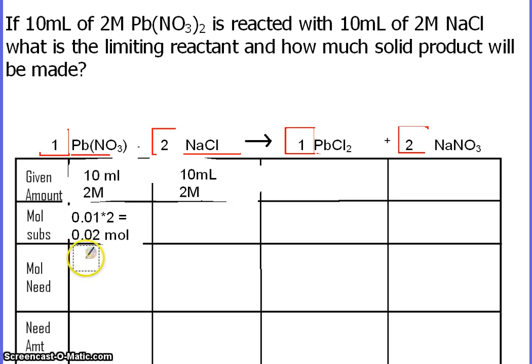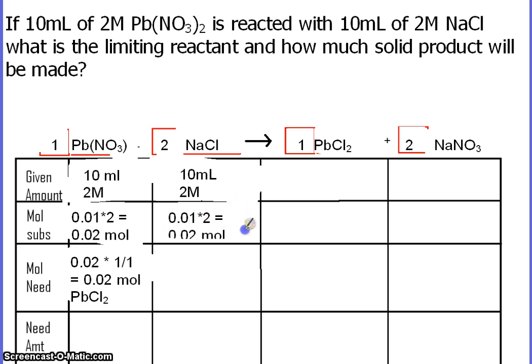From that, I can find out how many moles of lead chloride I would make. So it's a 1-to-1 ratio of lead chloride to lead nitrate. So I would also make 0.02 moles of lead chloride. I need to do the same thing with sodium chloride. Find out how many moles I have. Since I have the same volume and the same molarity, I have the same number of moles of sodium chloride. However, when I try to find out how many moles of lead chloride I would make, because it's a 1-to-2 ratio, I only have enough sodium chloride to make 0.01 moles of lead chloride.